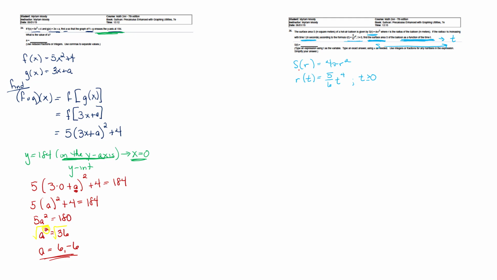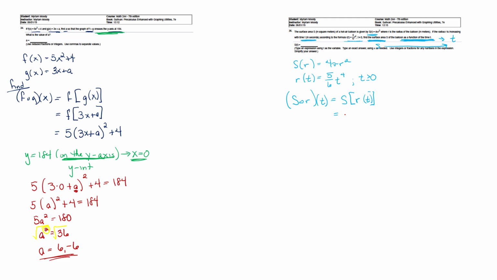Well, my surface area formula has r in it. They don't want r in it. They want t in it. So notice something. I know S of R is equal to this. I know R of T is equal to this equation. So, if I take the function S and I composite it with the function R, and I need it with respect to time, that means I'm going to take S of R of T.